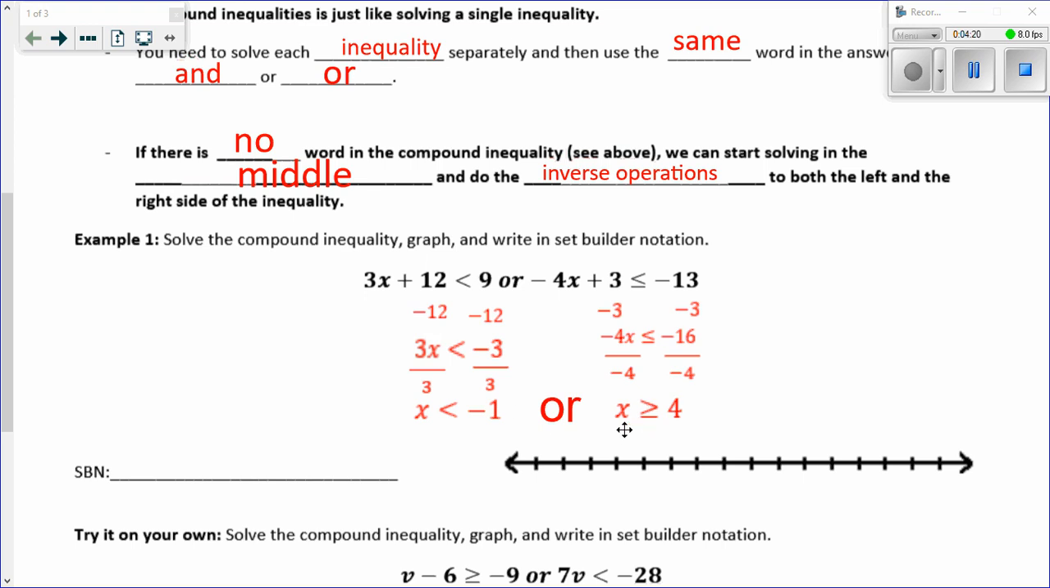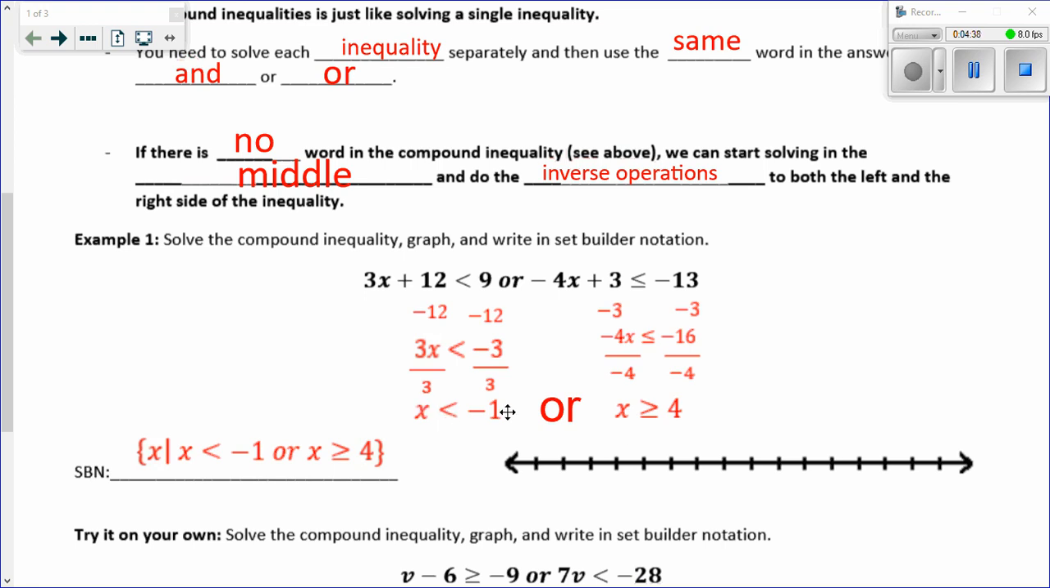Now to write this in set builder notation, I'm just going to take my answer and just put the line and the variable in front. So it's the set of x such that x is less than negative 1, or x is greater than or equal to 4. Right? To graph it, I would just graph each inequality.